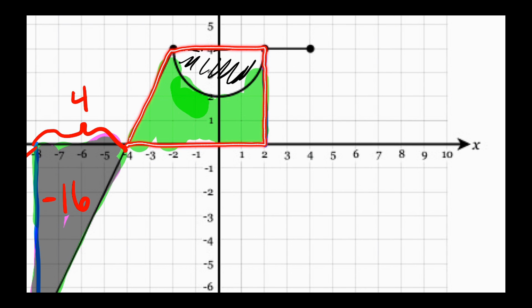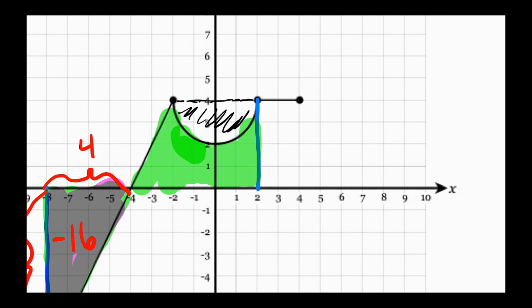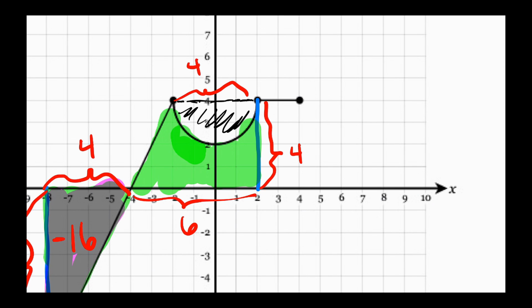Okay, so if this guy's a whole shape, this is base 1, this is base 2, and this is the height. So base 1 is 1, 2, 3, 4 units. Base 2 is 6 units. The height is 4 units. Okay. So 4 plus 6 divided by 2 times 4.